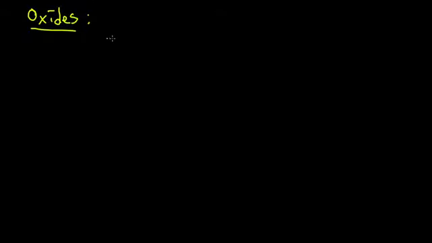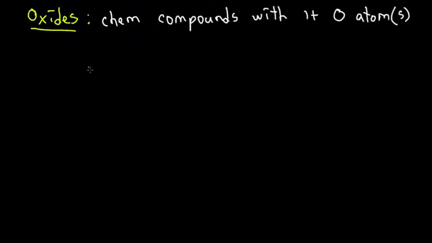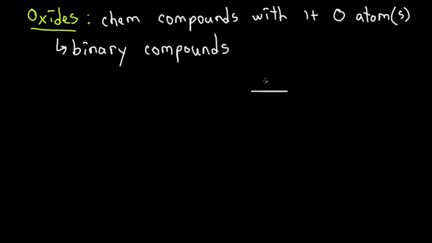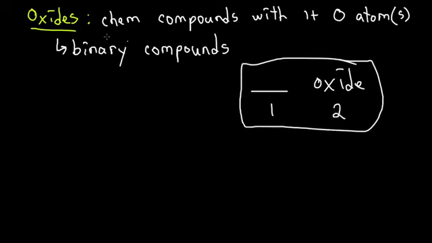Well, oxides are defined to be chemical compounds with one or more oxygen atoms. And they will typically be binary compounds. And binary compounds are basically when you have two different elements involved. So you've got some sort of element, whether a metal or a non-metal, and an oxide. So binary meaning that you have two things, one and two combined together in one compound.